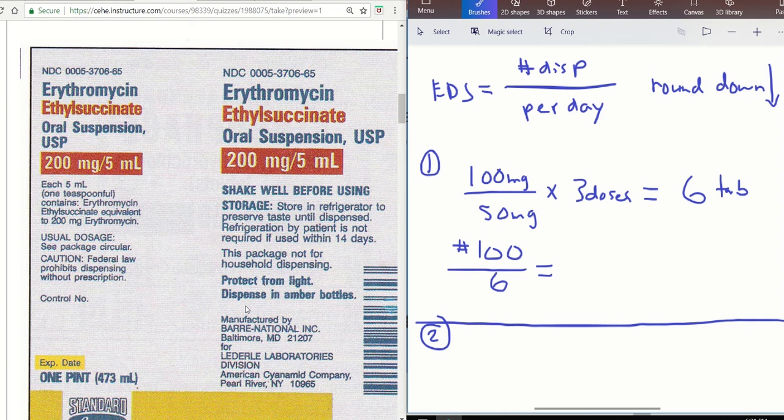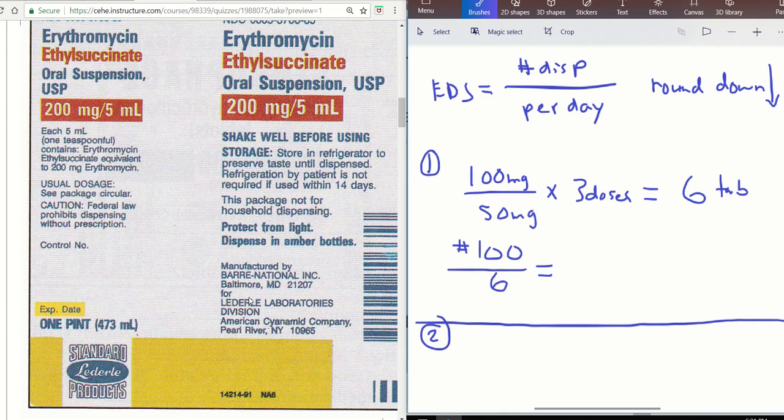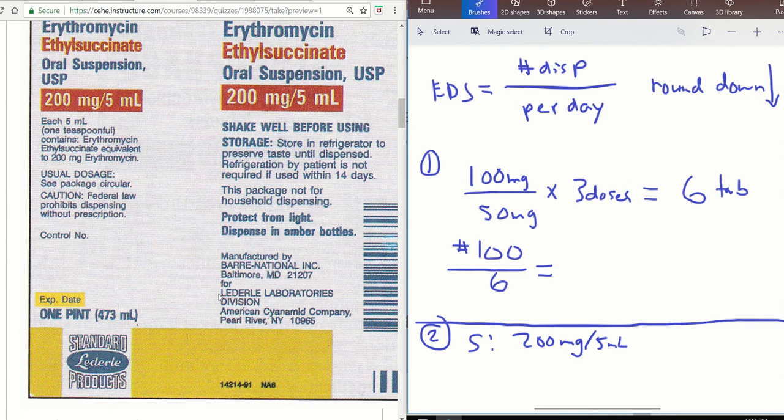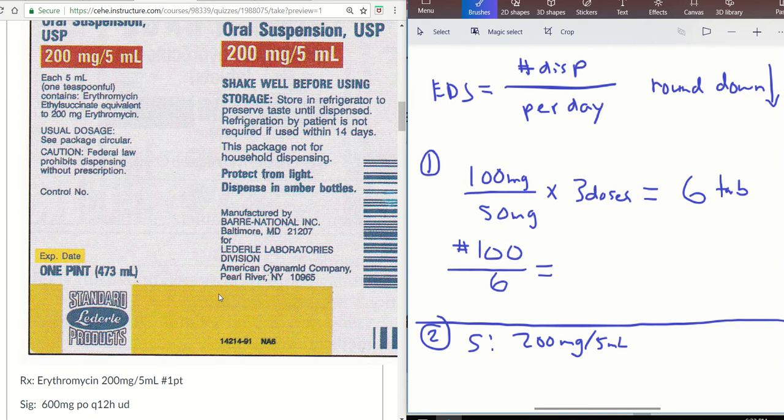All right, let's try this next drug. We got the strength here written for us. So supply is 200 milligrams per 5 mL. Now, we gave them 1 pint, or in 1 pint. Is that what that means? Yeah. So that's how much we're going to dispense. So let's go down to the order.